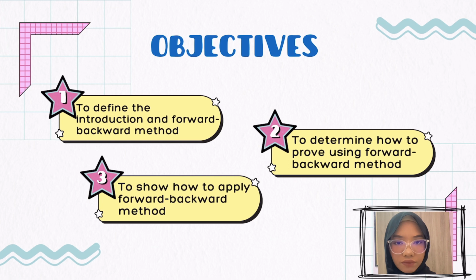There are three objectives for this method. The first one is to define the introduction and forward-backward method. The second one is to determine how to prove using the forward-backward method. And the last one is to show how to apply the forward-backward method.